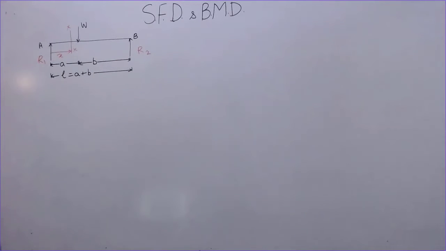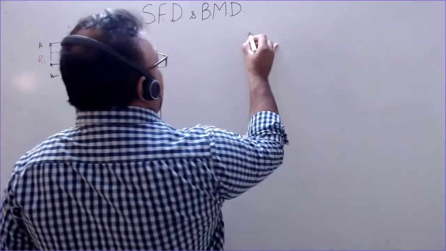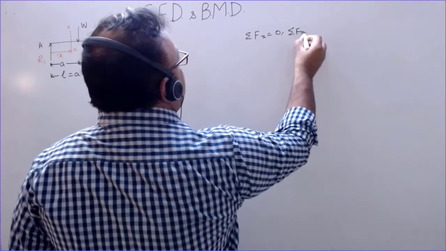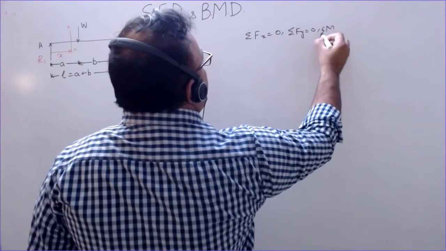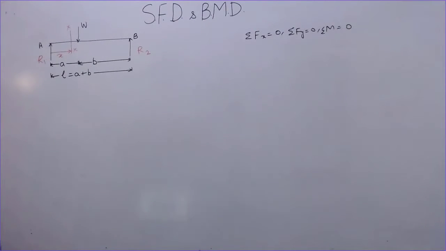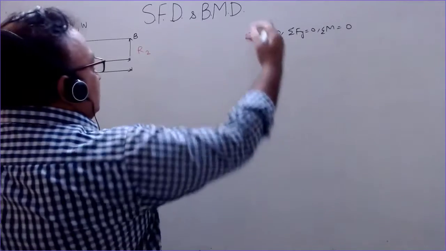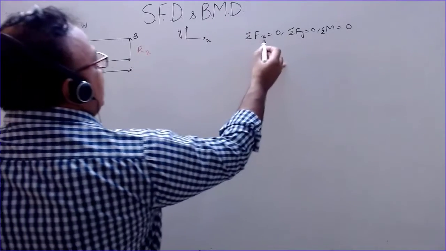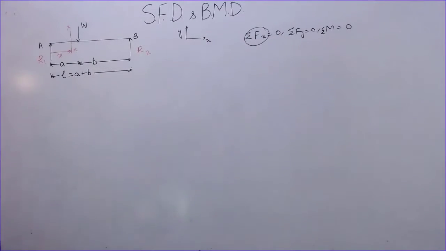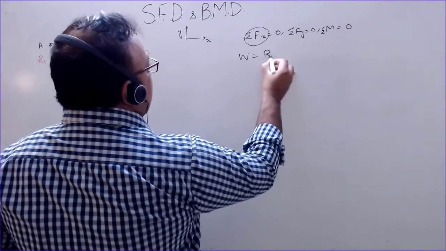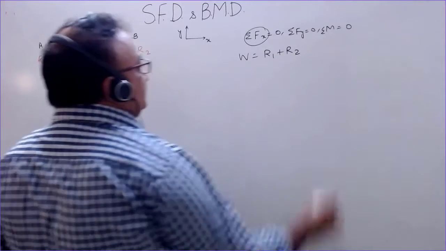First we have to find these reactions, and this we can do by using the principle of equilibrium. The net force on a body in the x direction is 0, in the y direction is 0, and the net moment at any point in a body is also 0. These are the conditions of equilibrium. Now there is no load in the x direction, so the net force in the y direction must be 0. The net downward force W must be equal to the net upward force R1 plus R2.